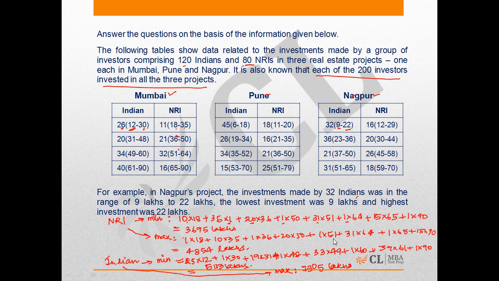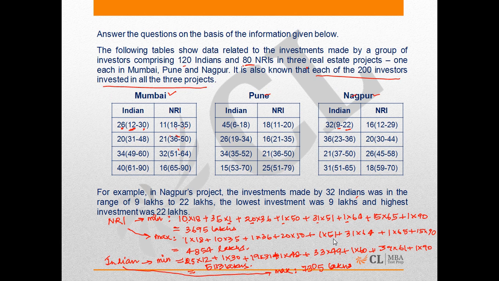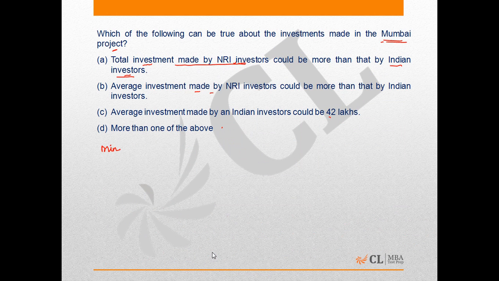Now let's look at the options. It says total investment made by NRI investors could be more than that by Indian investors. If we look over here, the maximum investment made by NRI investors all in total for Mumbai is 4854 lakhs, while the minimum made by Indians is 5113. So no matter what, the total investments made by NRIs can never exceed even the minimum investments made by Indians. So the first option is wrong.